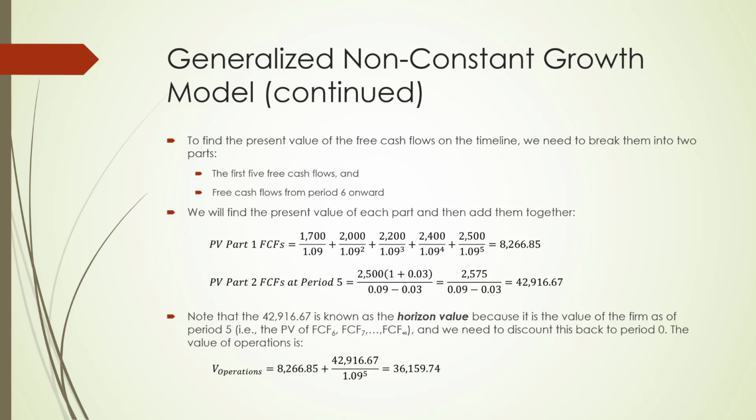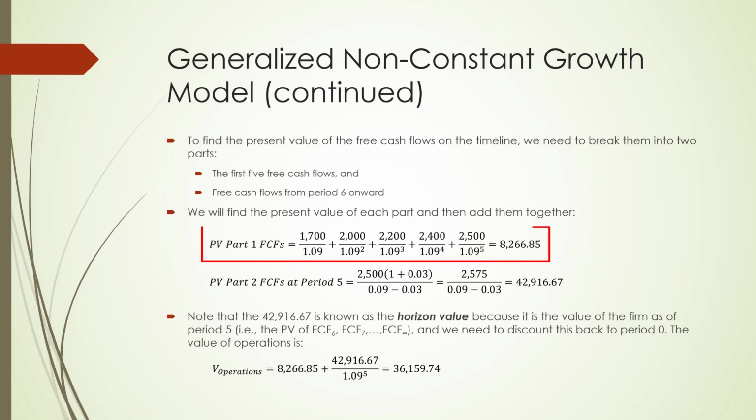So we're going to use a principle here, and this is known as the principle of value additivity, and that is we can take any series of cash flows and find the total value of all of those cash flows by valuing them in pieces. So when we add up the present values of all the pieces, we get the present value of the cash flows as a whole. And so in this case, we're going to find the present value of the first 5 free cash flows. And then we're going to find the present value as of today of all the free cash flows from period 6 on out to infinity. And so let's do this piece by piece.